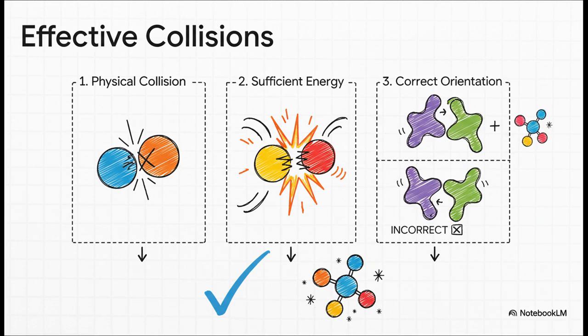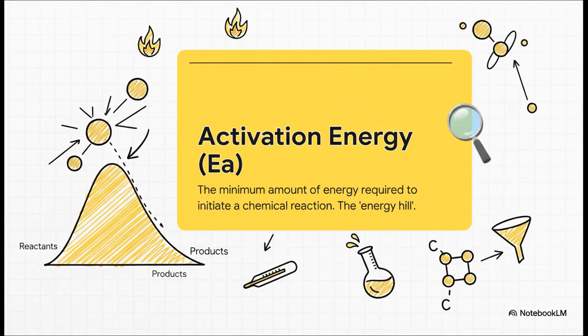For a collision to be effective, to actually make something happen, it has to pass a 3-point inspection. 1, they have to collide. 2, they have to hit each other with enough energy. And 3, they have to hit each other at just the right angle. That whole sufficient energy thing, it's so important it gets its own name, activation energy.